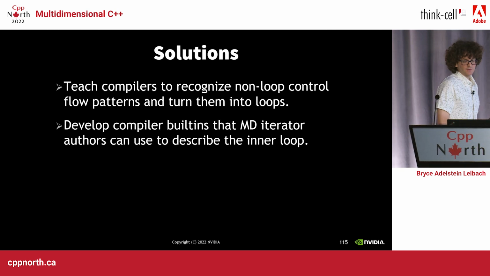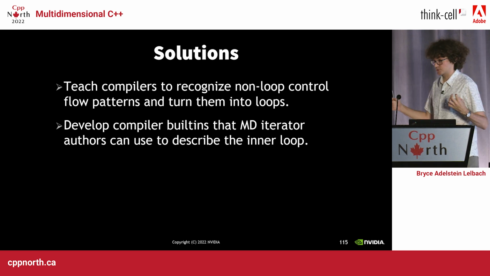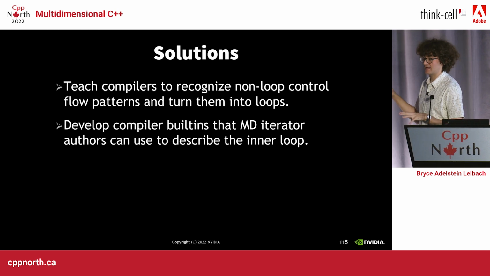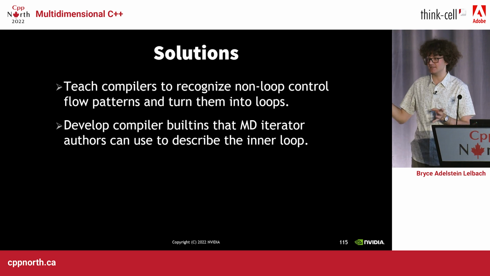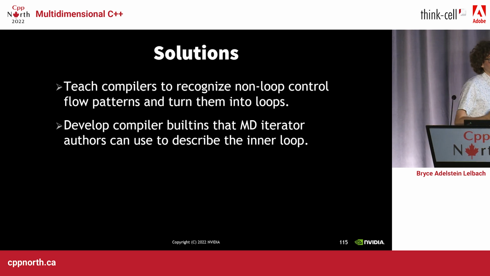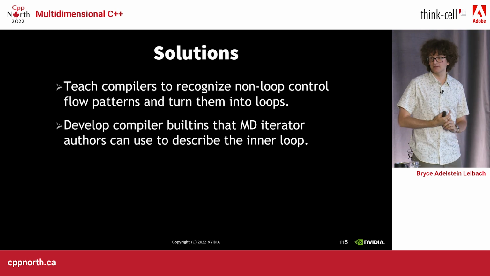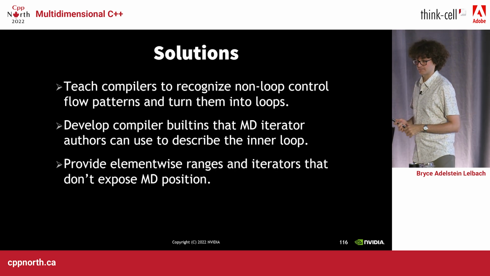We could also probably develop some compiler built-ins that multidimensional iterator authors could use to describe the inner loop, to tell the compiler that this control flow is actually an inner loop condition, and this is an inner loop init expression, etc. And that would be a little bit easier. Then the compiler would be able to say, oh yeah, I know what that is. Now I can transform this into the inner loop form that I know.